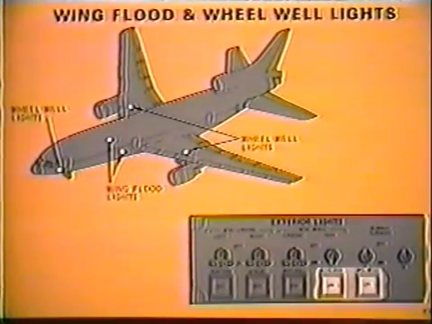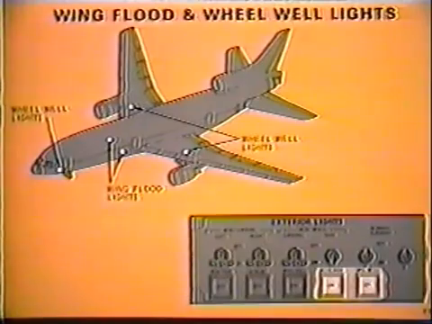Wing floodlights are placed on each forward side of the fuselage to illuminate the wing leading edge and engine areas. Wheel well lights are located at each main landing gear and the nose gear.